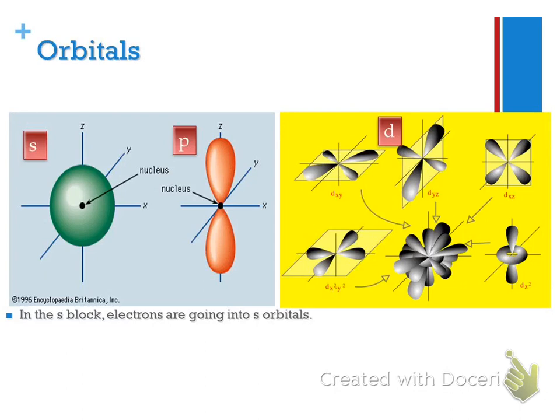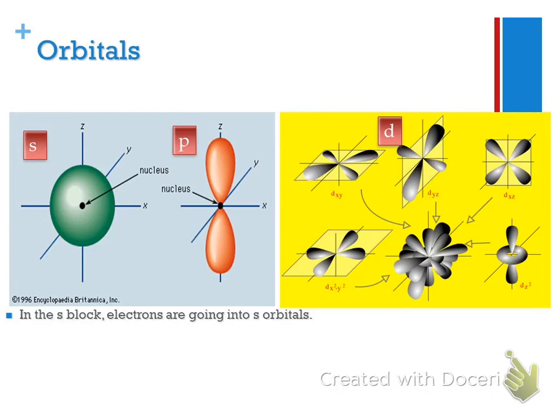The letters that we put on our periodic table are the shapes of these pockets that hold electrons. So in the S block on the periodic table, the electrons are going into an S-shaped orbital, which is a circle, a spherical-shaped orbital. If we're looking at a first electron, like for hydrogen, it's only got one electron, and that element's in the S block. So that one electron is going into an S orbital, a spherical-shaped orbital.